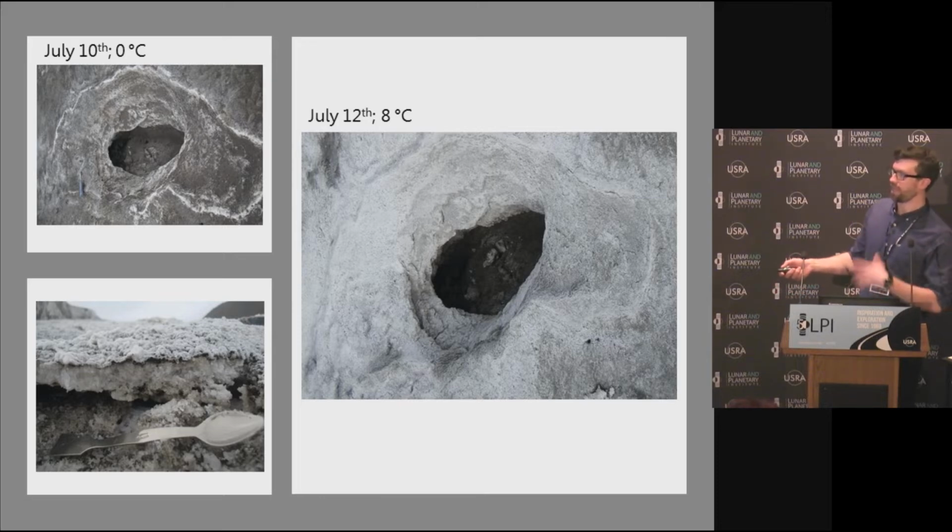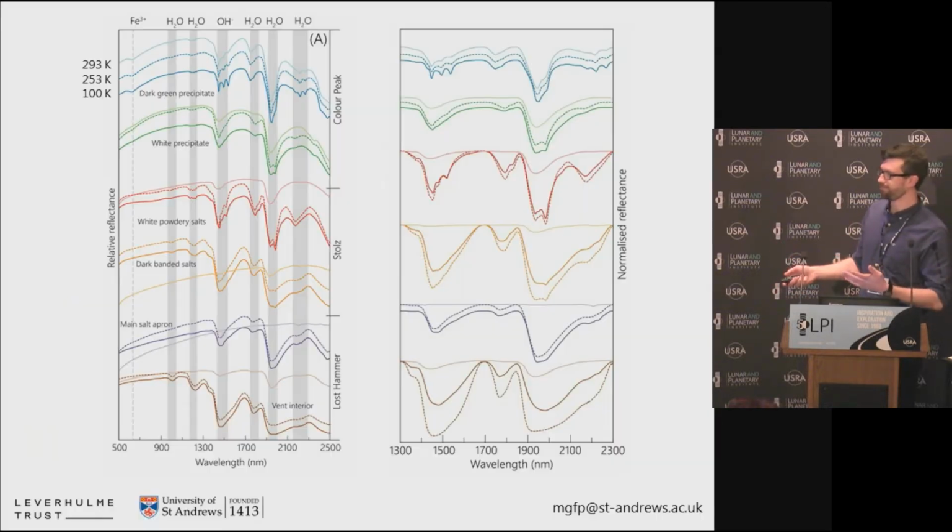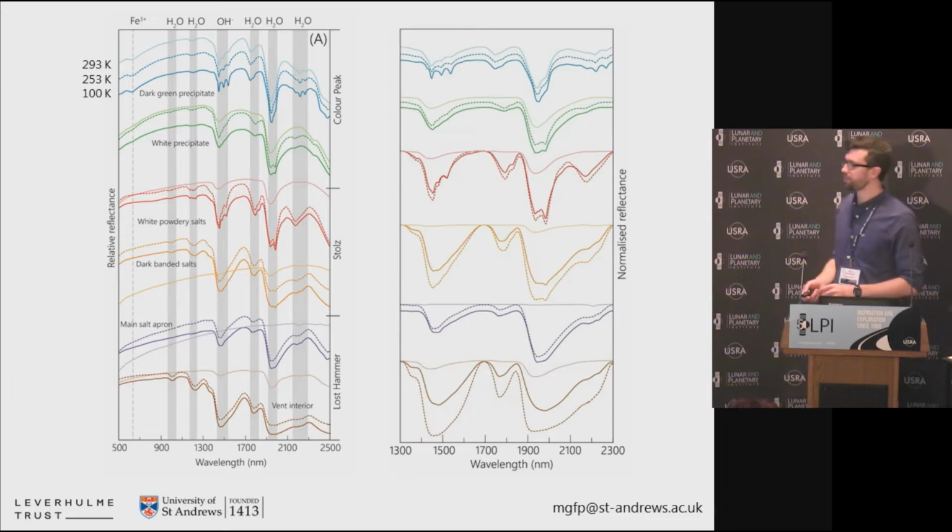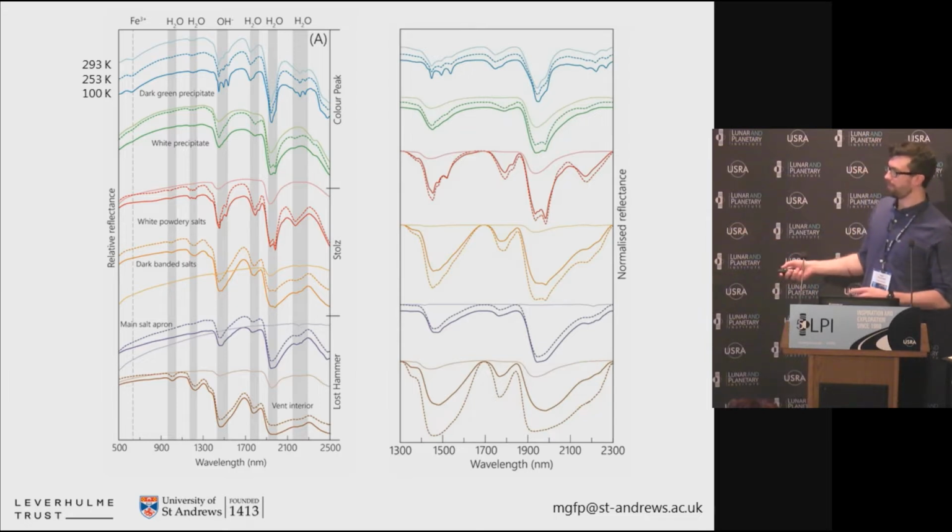A thin crust of essentially halite appearing on top of these darker salts here. So going back to the near-infrared spectra, here now on the right are just zoomed in on the two main hydration bands with the continuum removed. And what I want to draw your attention to is the Lost Hammer salts down here. What we're seeing is very smooth, very broad absorptions, even at 100 Kelvin.